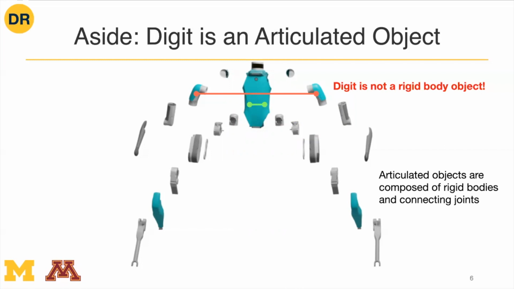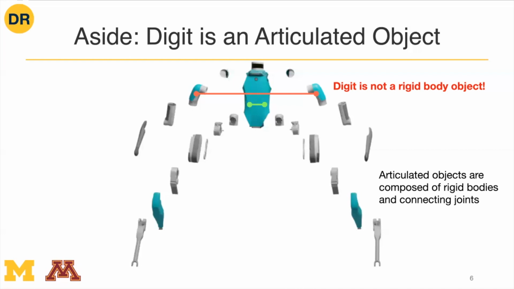And so one thing that I just wanted to point out with this notion of an articulated object is just to give you a sense that how we represent objects doesn't stop with rigid bodies. We can compose rigid bodies together through joints that can actually articulate to compose more complex structures like articulated objects or other deformable objects.